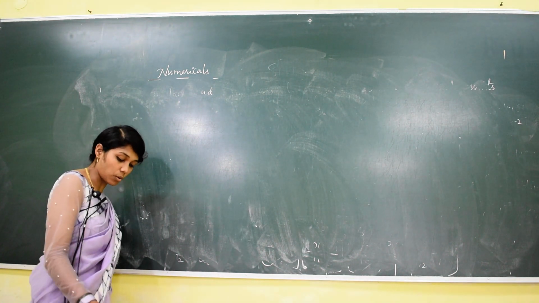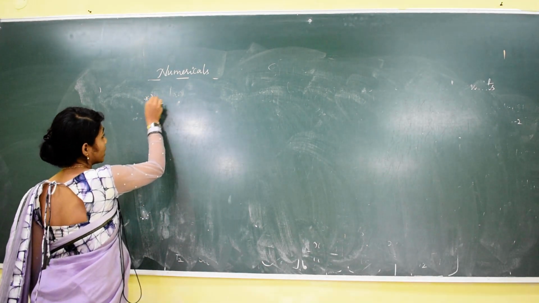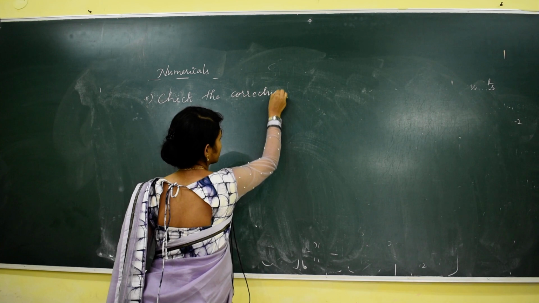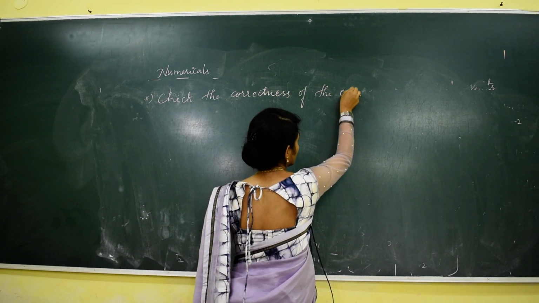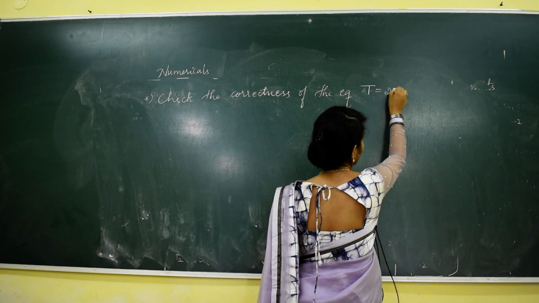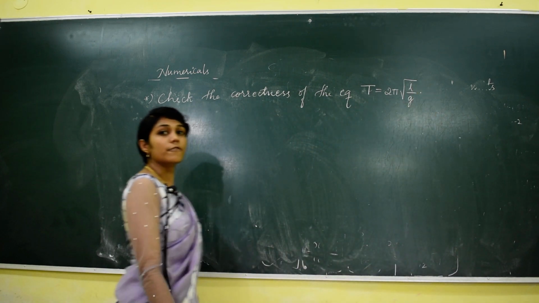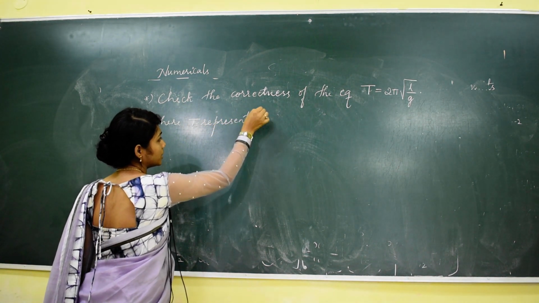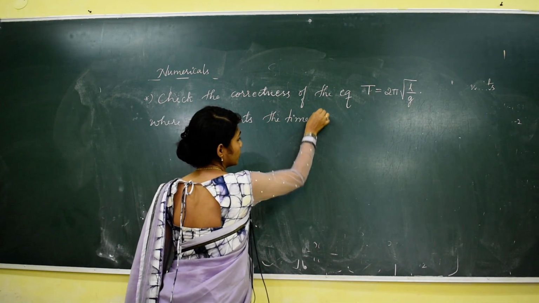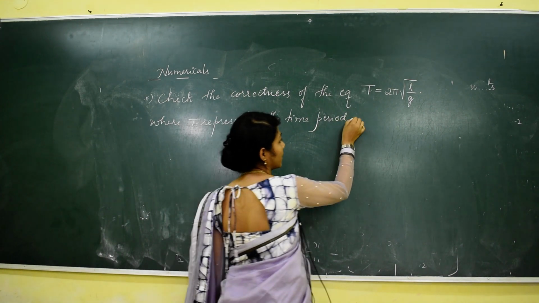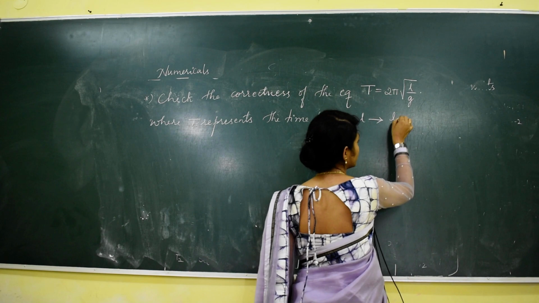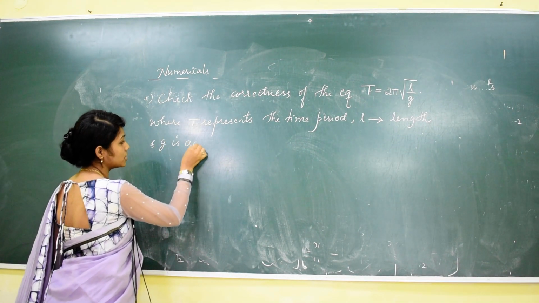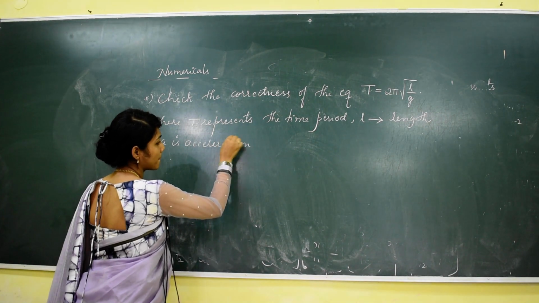Suppose the examiner asks you, or in the examination you get a question like this: check the correctness of the equation T is equal to 2 pi into root of L by G, where T represents the time period, L represents the length, and G is the acceleration due to gravity.